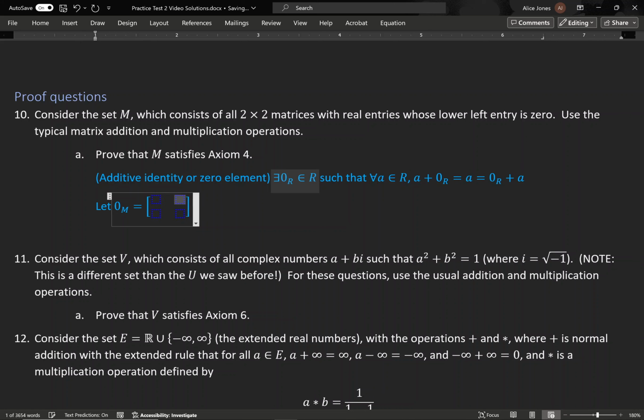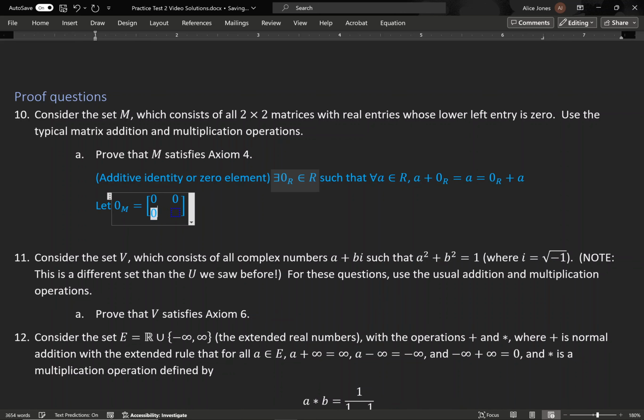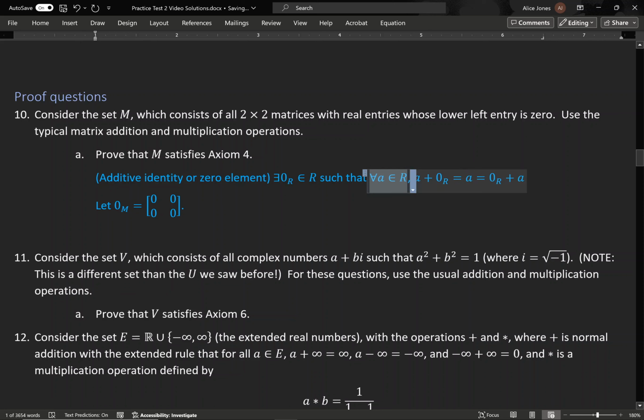So we're going to assert that this is the zero element, and then we have to prove that it actually satisfies the properties here, such that for all A in R, so for all elements of the ring, it satisfies this three-part equation. For the for all A in R part, we need to take a random element of our set M, which is 2x2 matrices with real entries where the lower left entry is 0. Let's call it capital A since it's a matrix. Let A be in M.